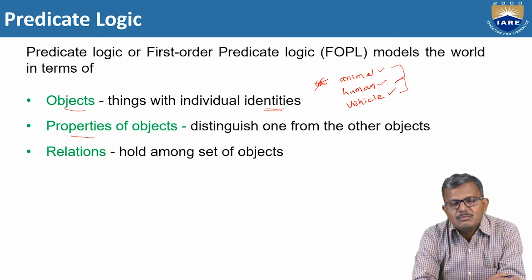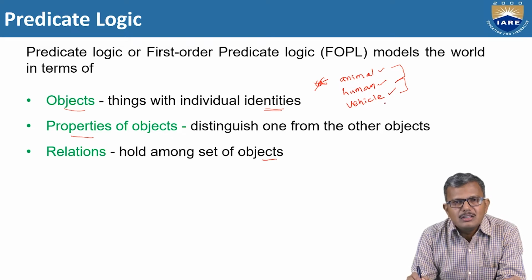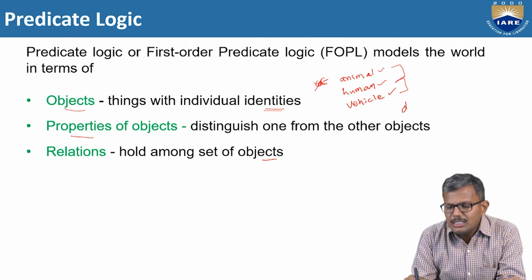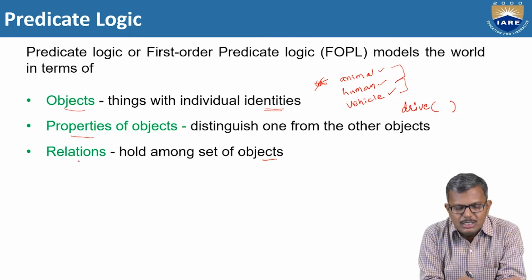Next is relation. What is the relation that exists between the objects? That is also very important. This is a kind of representation of some association among the objects. Human is there and vehicle is there. So what is the association between this human and vehicle? I can write it as drive. Here drive becomes the relation.